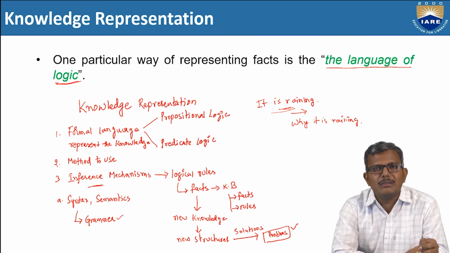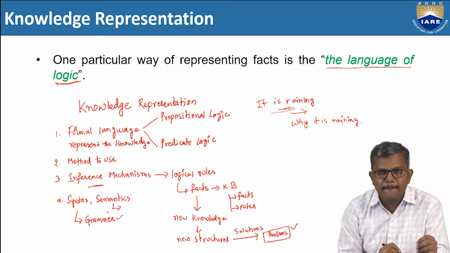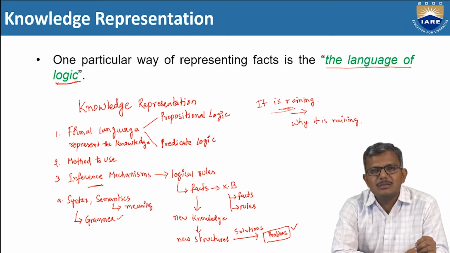In the formal language also, you need to first write the representations in such a way that the syntax is correct. The grammar should be correct while representing the knowledge, and also the semantics. So what do we mean by semantics here? Semantics is nothing but some kind of meaning.